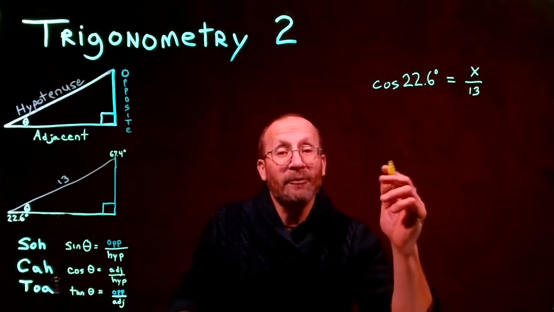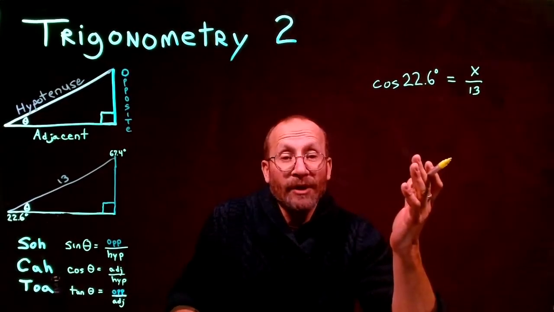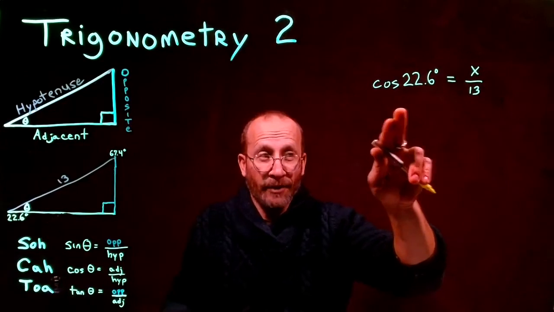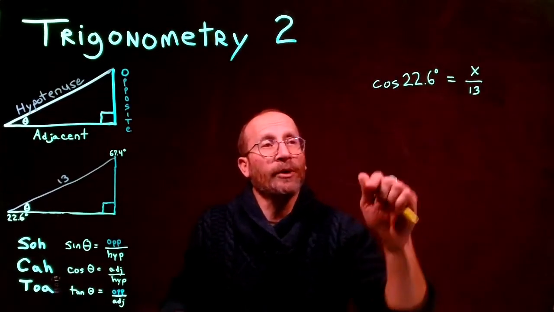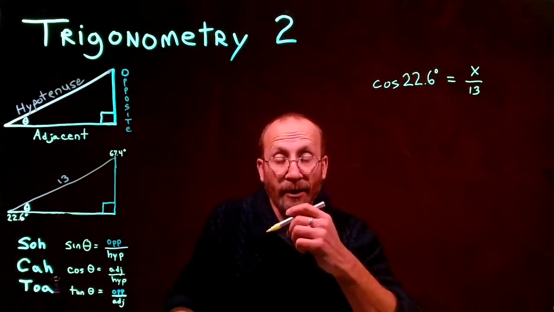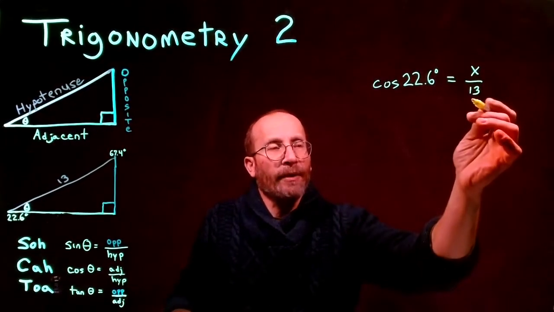If we want to solve for x, we have to get it alone on one side of this equivalency. Right now, everything on the left is equal to everything on the right. The cosine of 22.6 degrees, which is some decimal, but the calculator knows, your phone knows, is equal to x divided by 13.